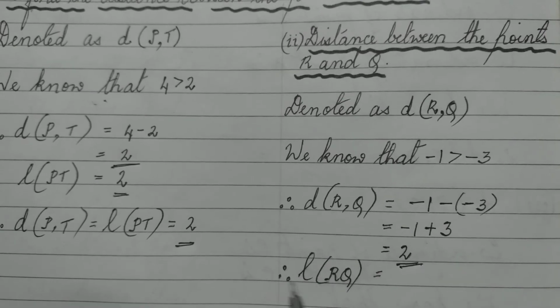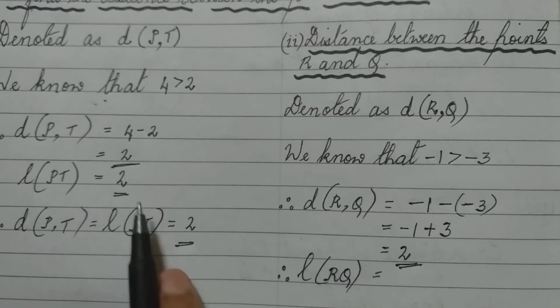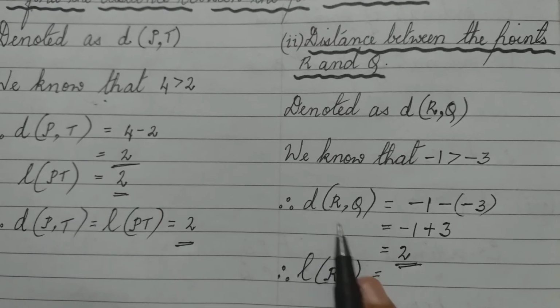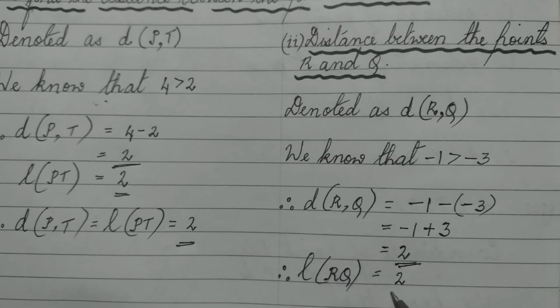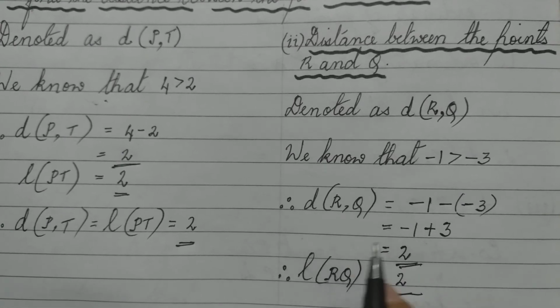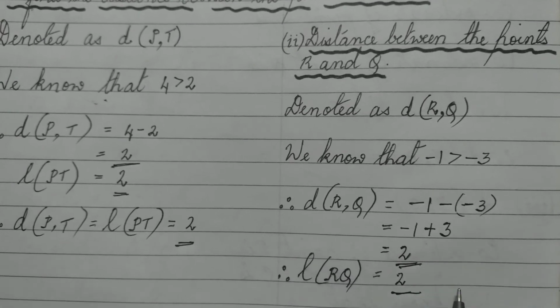Then if I am finding length of RQ, we saw here also distance between the points P and T and length of PT is the same. So here also distance between the points R and Q and length of RQ will be the same, which is 2. So we can say distance between the points R and Q is equal to length of RQ, which is equal to 2.